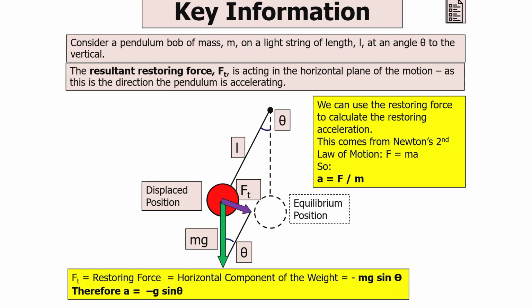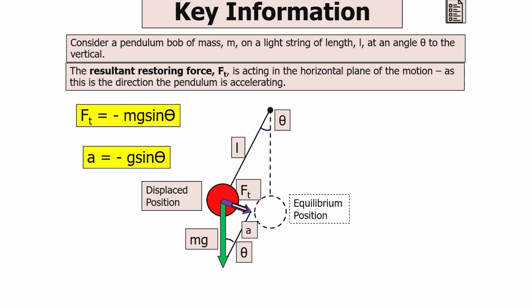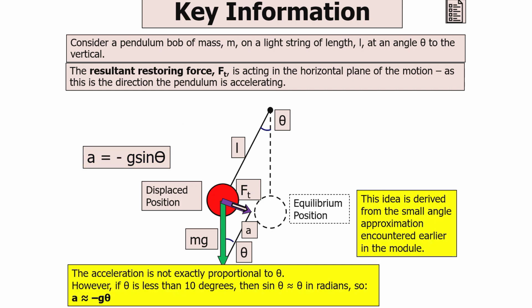So therefore a is equal to minus g sin theta. So what we know is F is equal to minus mg sin theta and a is equal to minus g sin theta. Now the acceleration is not exactly proportional to theta. However, if theta is less than 10 degrees, then sin theta equals theta when we're measuring in radians, so we can approximate this to a is equal to minus g theta.